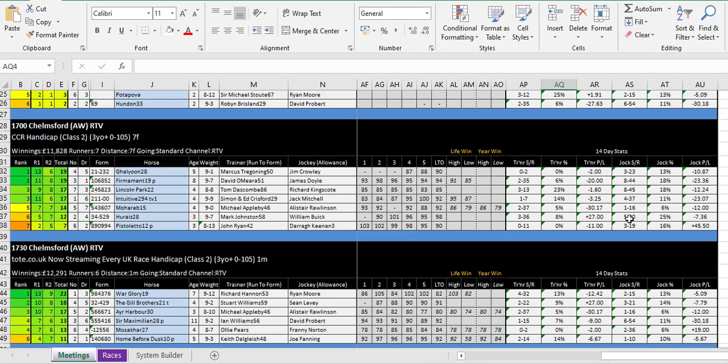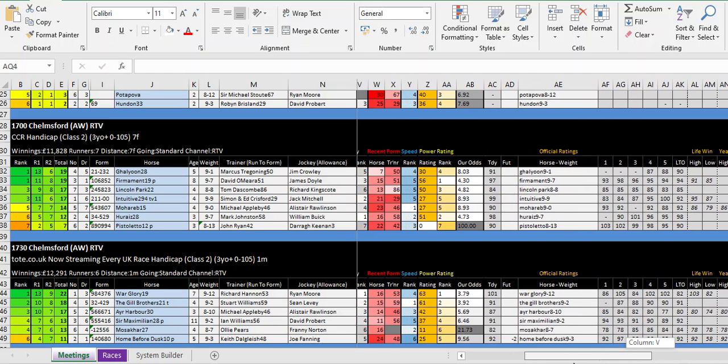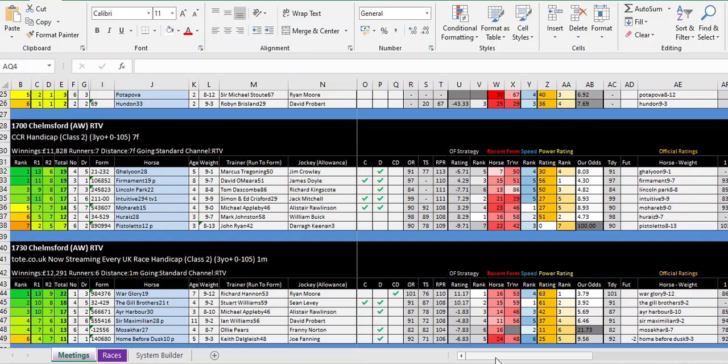Okay, same sort of stats for the jockey strike rate, jockey win percentage, and the jockey profit loss figures to a £1 stake. And there we have it. That's the data on our spreadsheet as we currently speak.